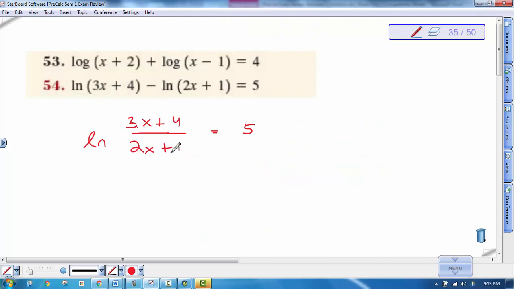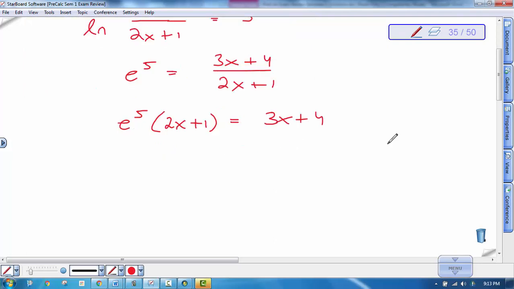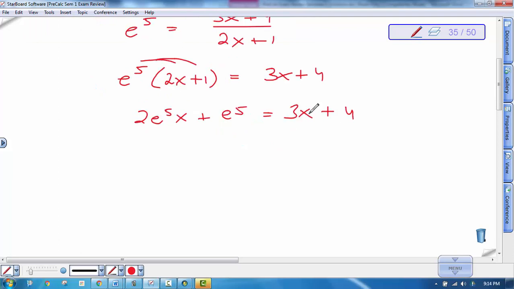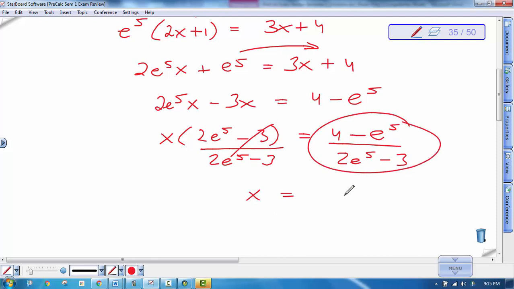Next problem, same thing. Use log properties to write the log of a quotient plus 5. Now put it into exponential form. Then multiply both sides by 2x plus 1. Now distribute and then get the x's together. Now I'm going to subtract 3x from both sides, and also move this over to the right as well. So I end up with this, and I can factor out an x, and then divide by this number right here. So this should give me my answer right there as a decimal that is about negative 0.49.